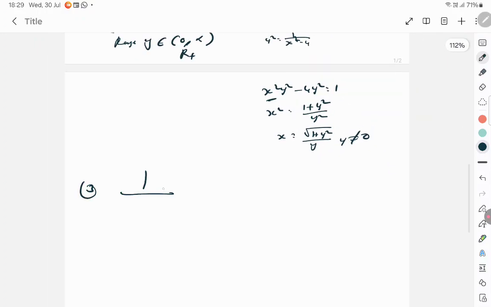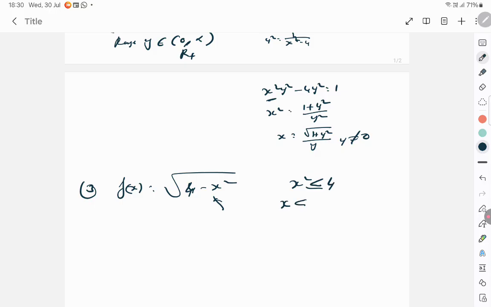The third format is 1 by, okay, let's write it in the numerator first. f of x is equal to root of 4 minus x square instead of x square minus 4. And in this, the numerator can be 0 but the negative should not come. So therefore x square should be lesser than or equal to 4, x has to be lesser than or equal to plus 2, and x has to be greater than or equal to minus 2.